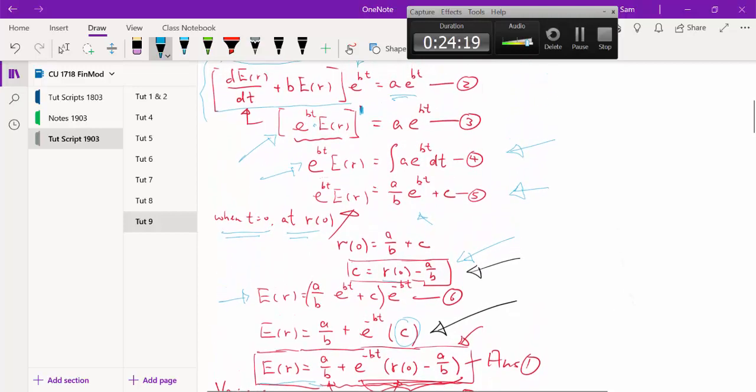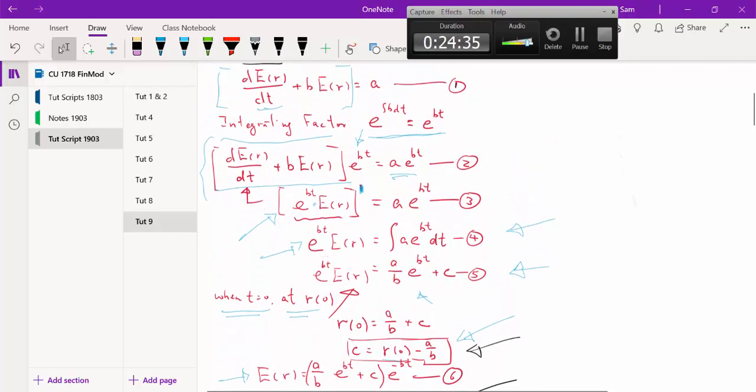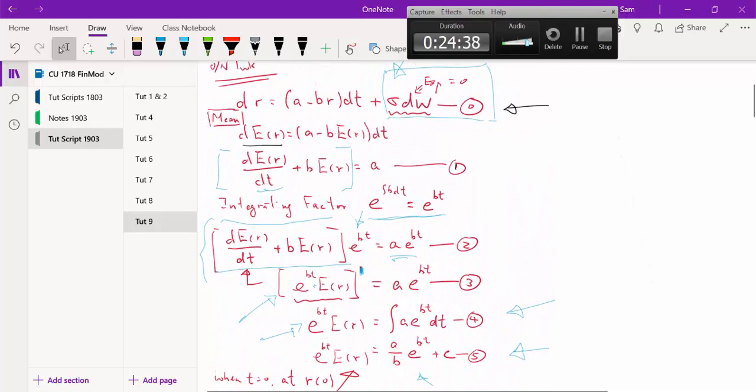I guess the key, so this is an example of when someone gives you a standard stochastic process, and then they ask you, can you please solve for the expectation and the sigma square? This is how you would do it. And it depends on you recognizing the appropriate integrating factor to use.